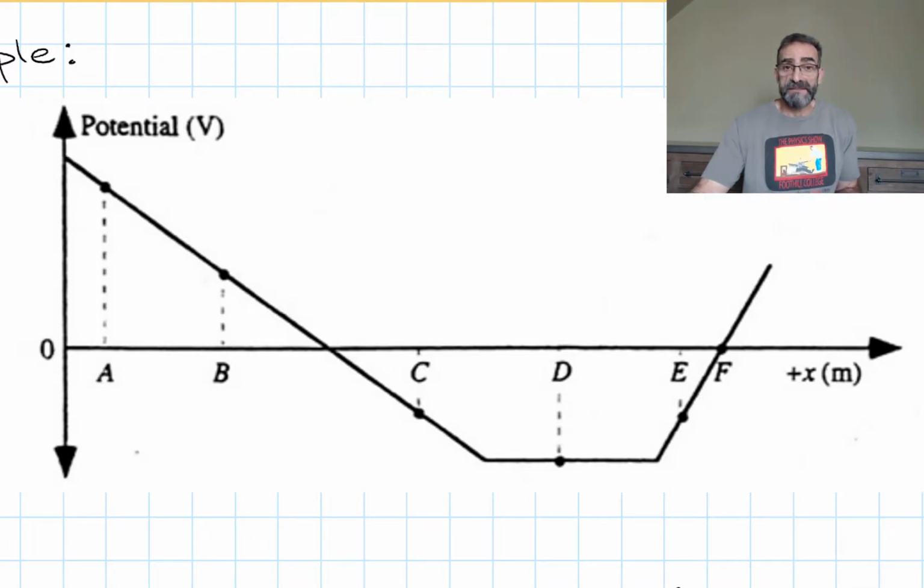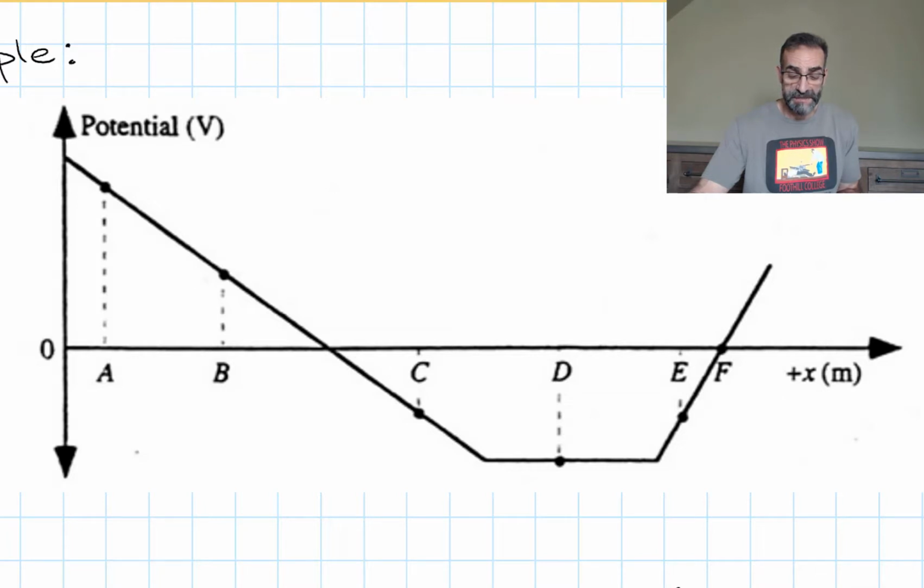If I released a positive particle at point A, would it start to move? If so, in what direction would it move? A positive particle released at point A would feel a force because it's sitting in an electric field pointing in the positive x direction, and it would start to move in the positive x direction.